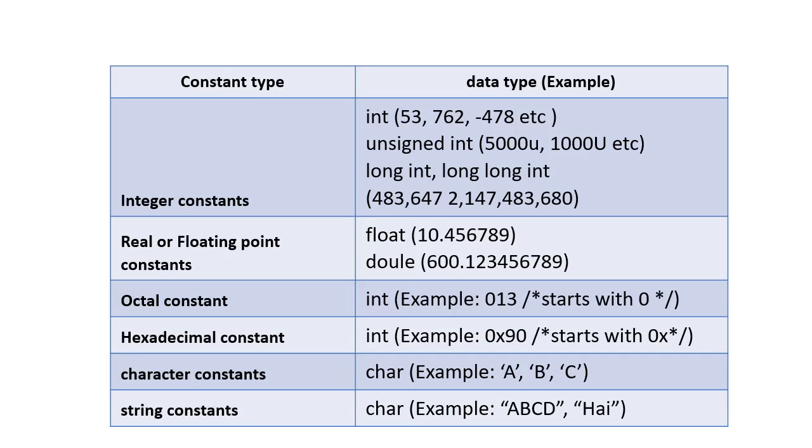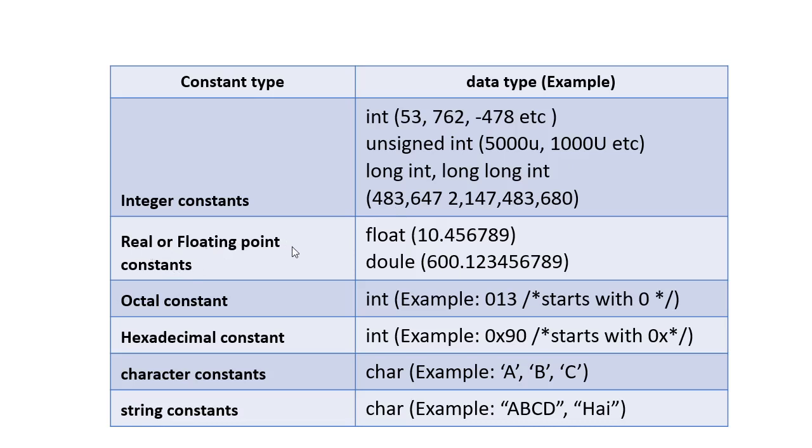So for example, this is an integer constant. You can see here integer constants have these values. Unsigned integers have these values, for example unsigned 5000 and a small letter u, and 1000. Then long integer. So these are the integers and their data types with examples.